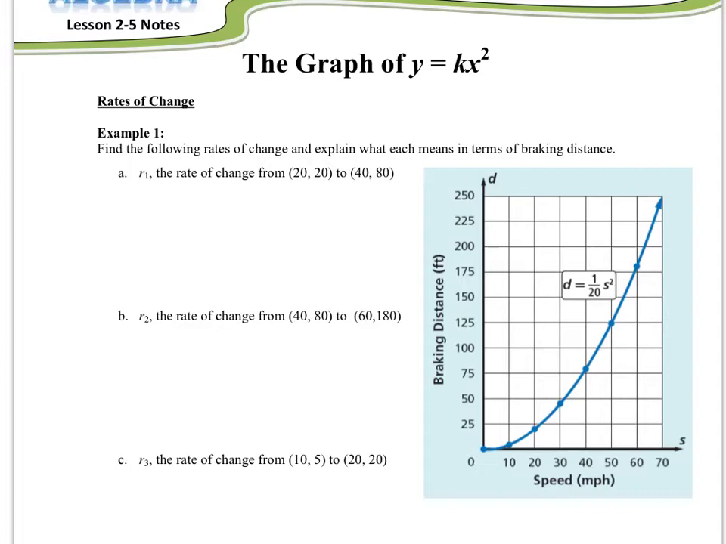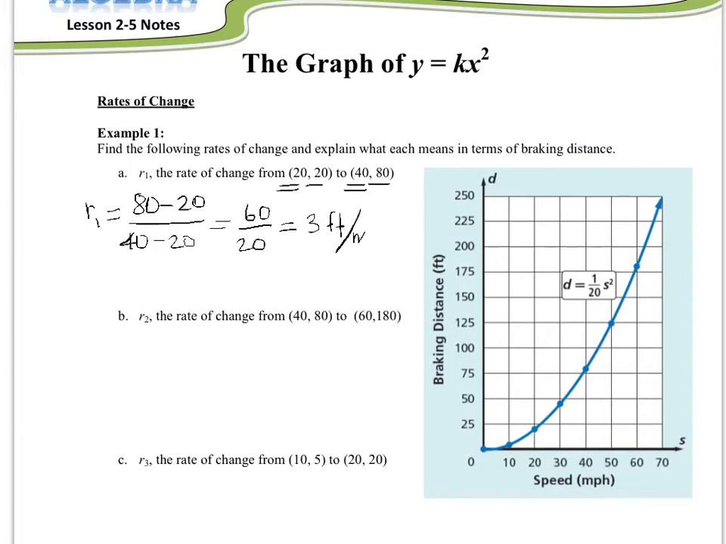So we know that slope is the rate of change, so we can say R1 equals 80 minus 20 over 40 minus 20. Make sure you always do them in the same order. And that equals 60 over 20, and that equals 3. And the units in this case are feet per mile per hour, because we were doing braking distance over speed.